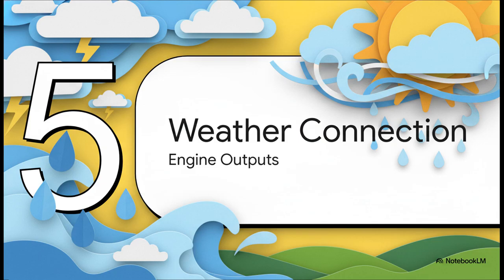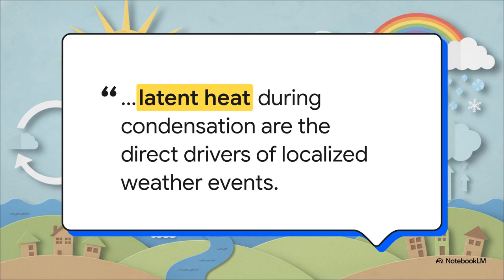Finally, Section 5, the weather connection, engine outputs. Okay, so we've seen all the mechanics, but how does this actually impact the forecast you check every morning? Well, our source material nails it with this quote. The local availability of atmospheric moisture and the release of latent heat during condensation are the direct drivers of localized weather events. Put simply, it is the precise combination of that atmospheric moisture we traced from the ground, plus the explosive release of latent heat high up in the clouds that actively manufactures your local weather.